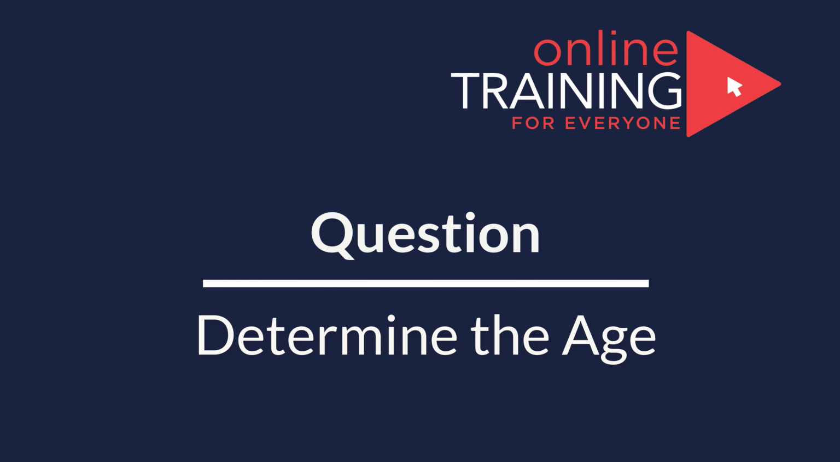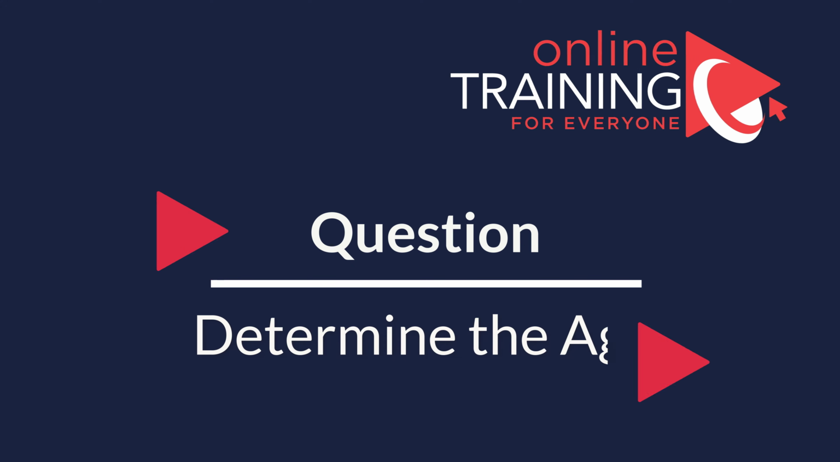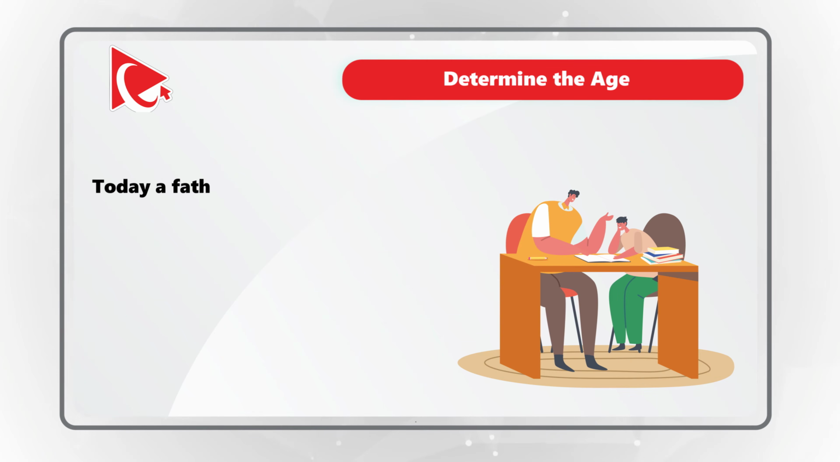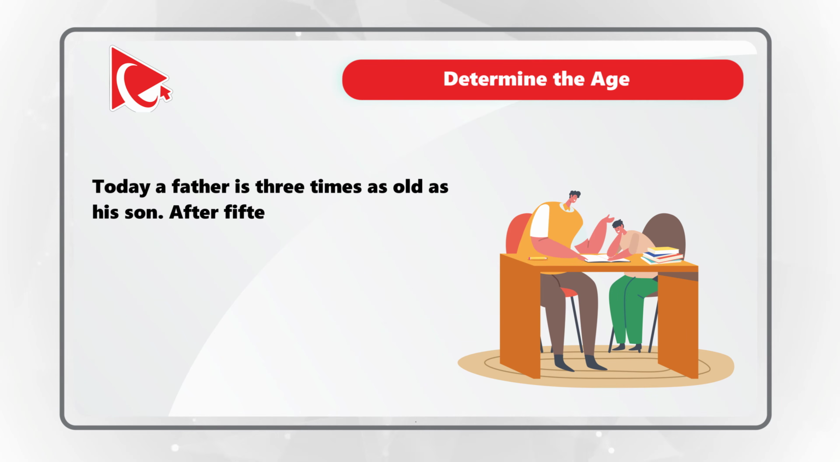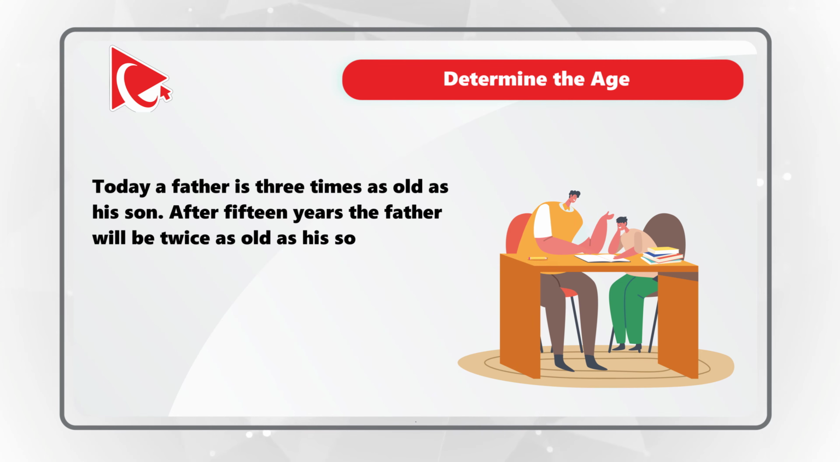Here is the frequent test problem where you need to determine the age of the family members. Today, a father is 3 times as old as his son. After 15 years, the father will be twice as old as his son. What is the father's present age?